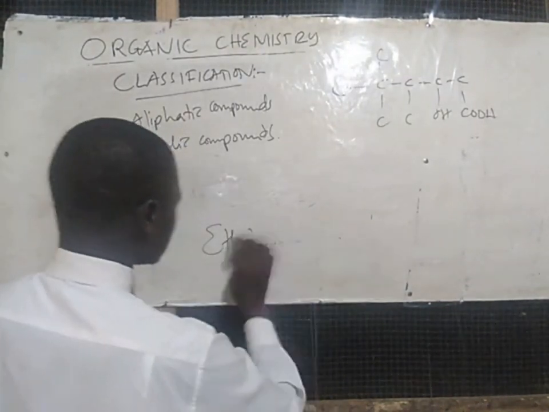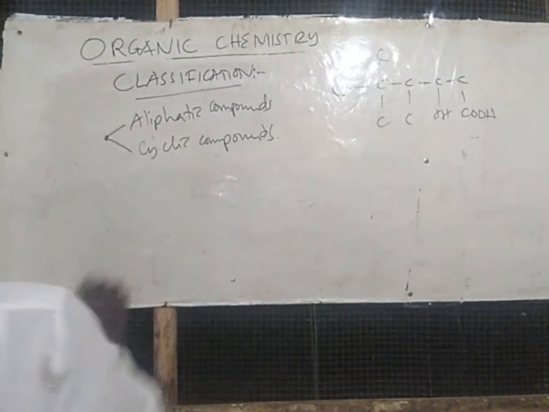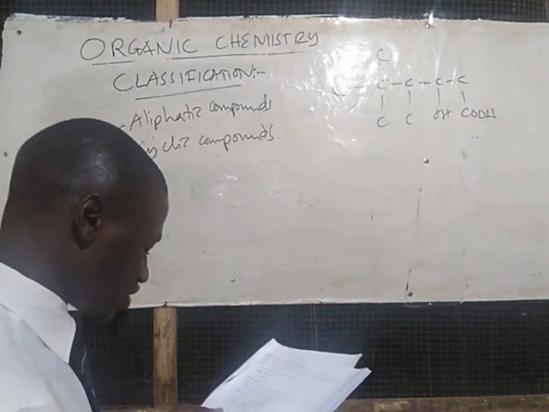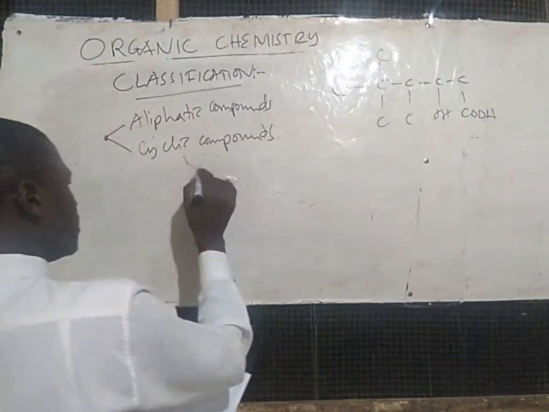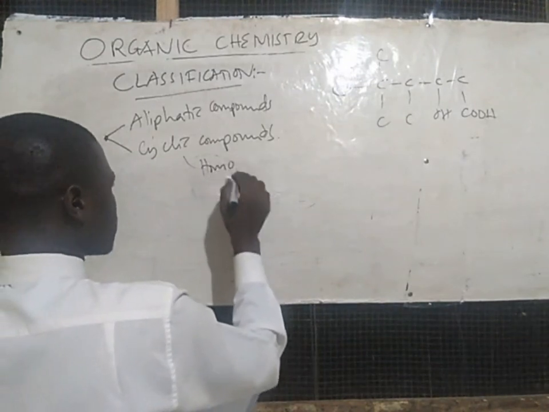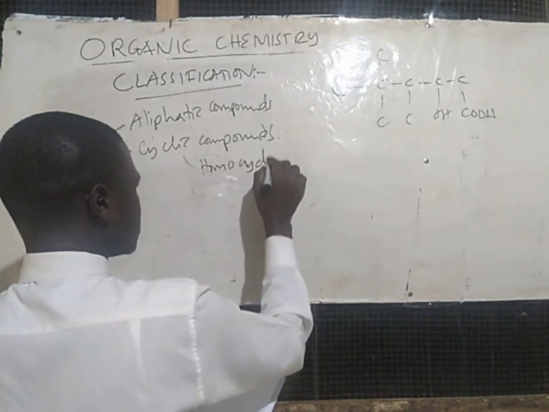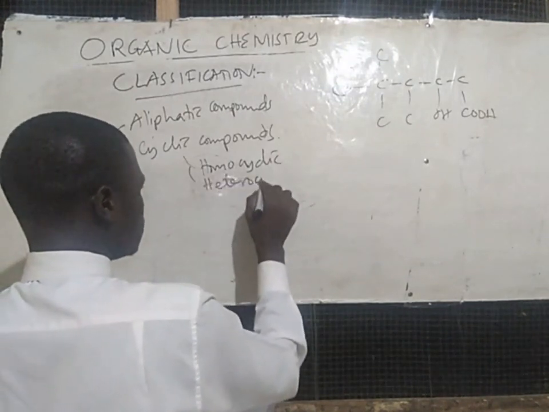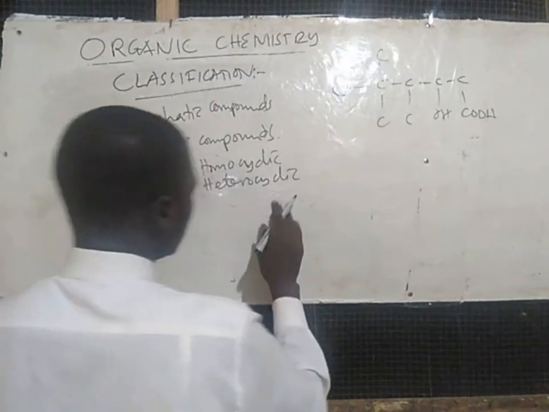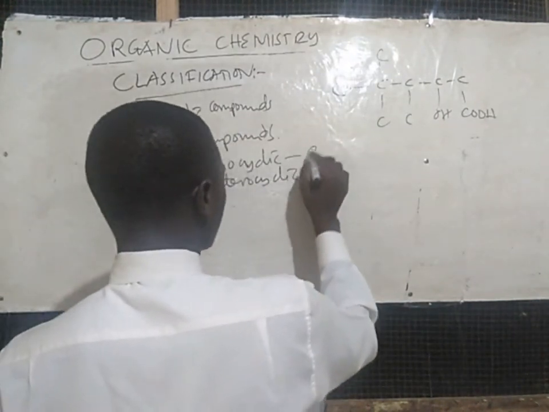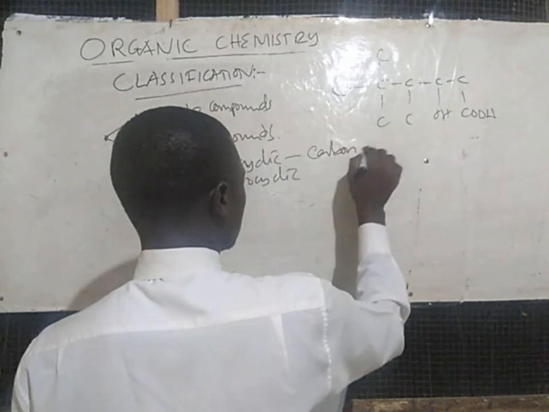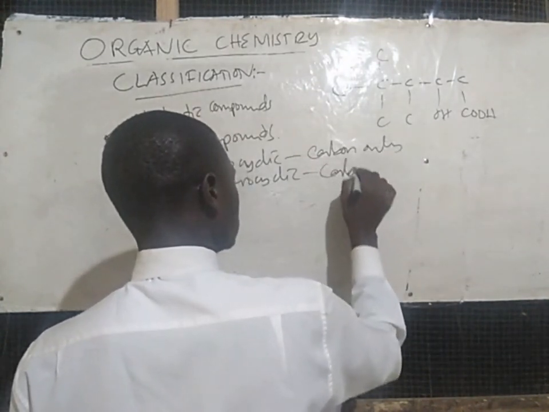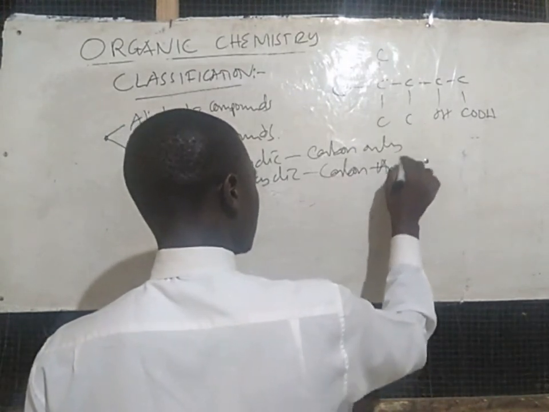But also we can classify the cyclic compounds into two major groups. The cyclic compounds can be homocyclic or heterocyclic. In homocyclic, they contain carbon only. But in heterocyclic, they contain carbon plus another element.